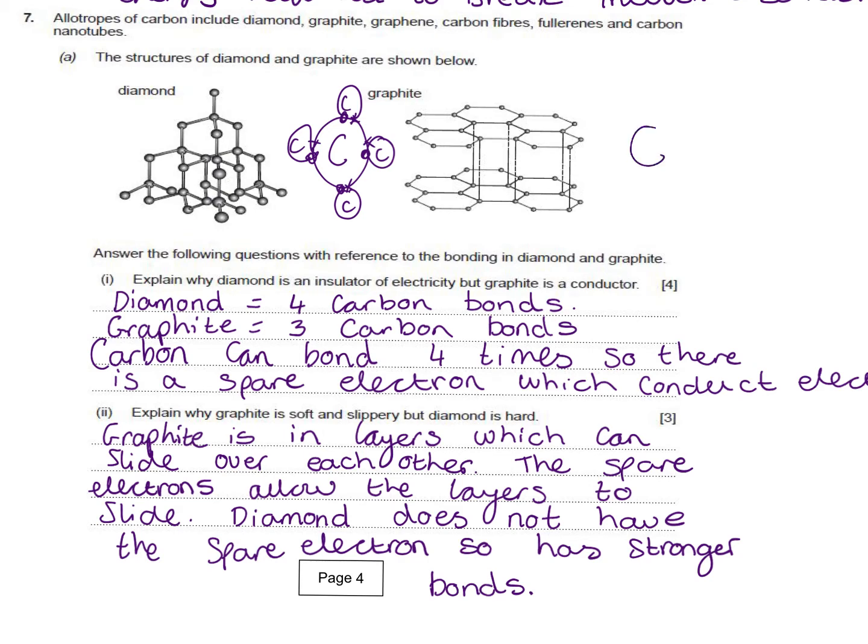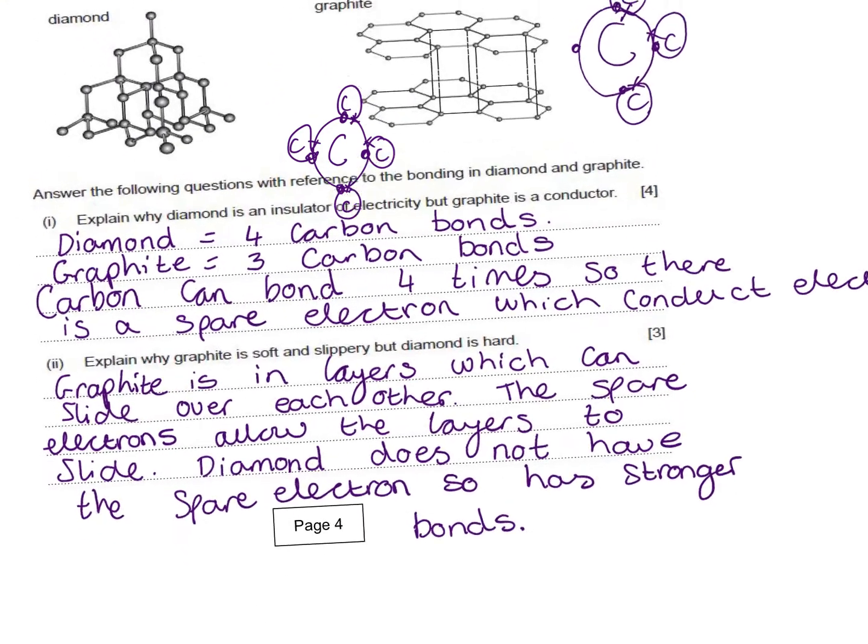In graphite, it's got 1, 2, 3, 4. So that one, and that one all bond, whereas this one doesn't. Okay, so that one's free then, so it can conduct electricity.